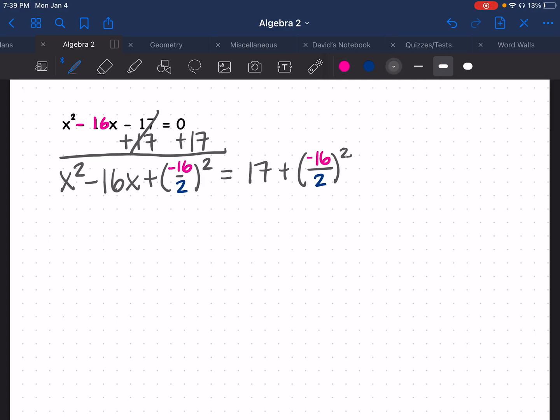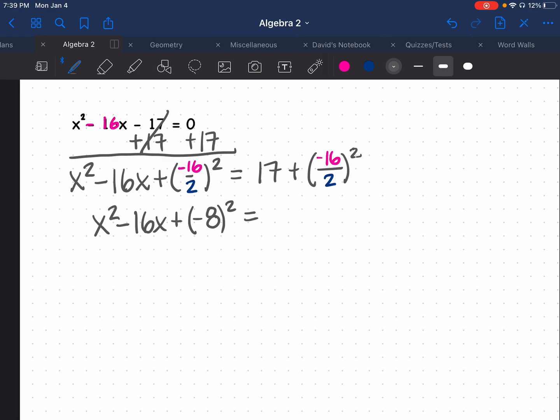And now I'm going to go ahead and actually divide. So x squared minus 16x plus negative 16 divided by 2 is negative 8 squared. And negative 8 times negative 8 is positive 64. When I factor on this side, remember I get x and the number. I just kind of pull out my parentheses to make it a little bit bigger. And 17 plus 64.